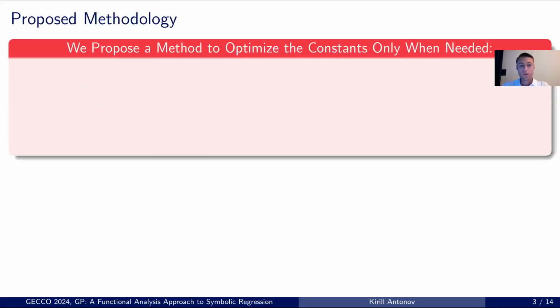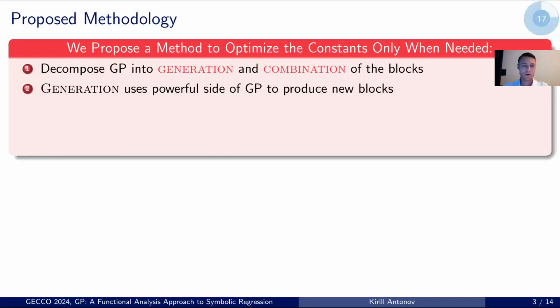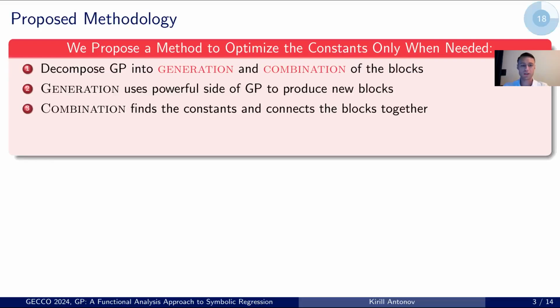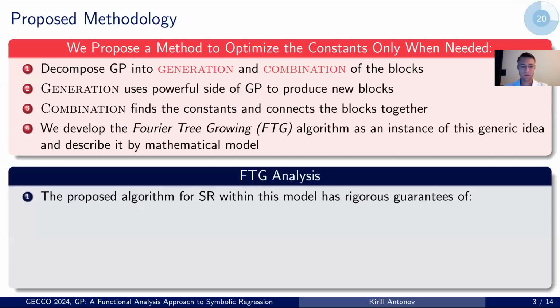In order to answer this question, we propose a method to optimize the constants only when it is needed. To reach this, we decompose genetic programming into the generation and combination phases of the blocks. The generation phase uses the powerful side of GP to produce new blocks, while combination cares about the constants and connects the blocks together. We developed Fourier Tree Growing as a simple implementation of this generic idea, and we describe this algorithm using a formal model.